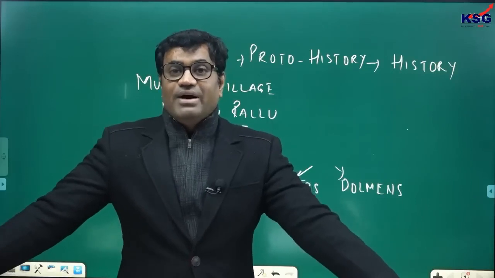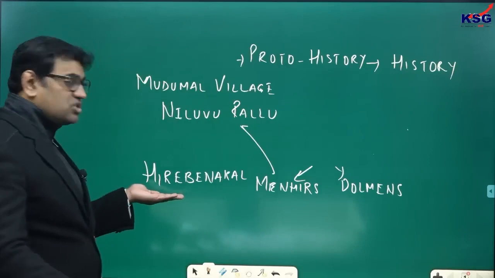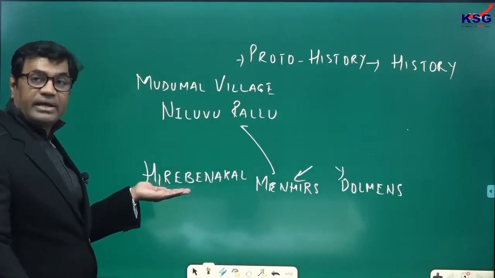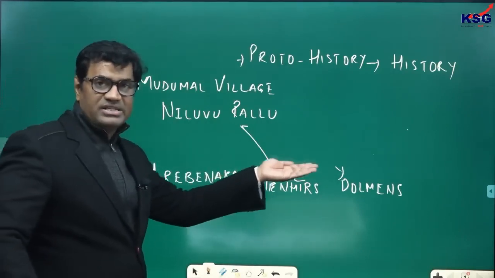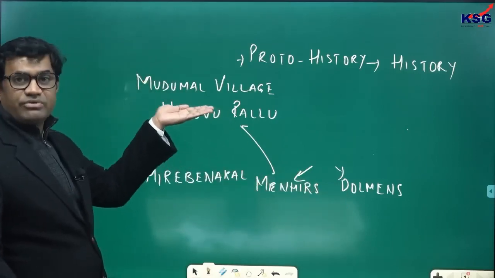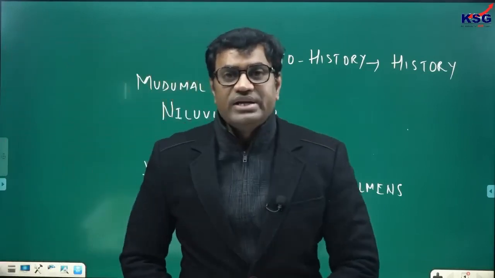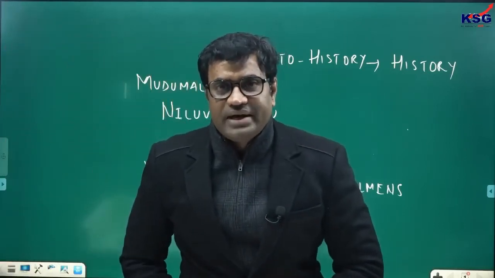Megalithic culture is largely found in the southern part of India, mostly in Karnataka, and most of it is found in Hirebenakal in Karnataka. These are divided into menhirs and dolmens. Menhirs means upright stones, and such an upright stone has been found recently in Mudumal village, and the people of this village demand a UNESCO site tag for this major menhir.